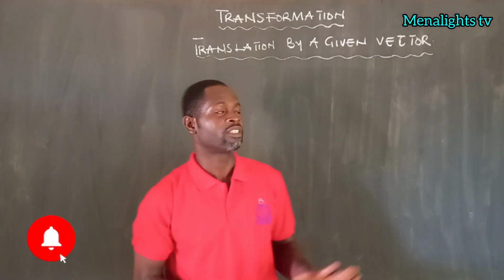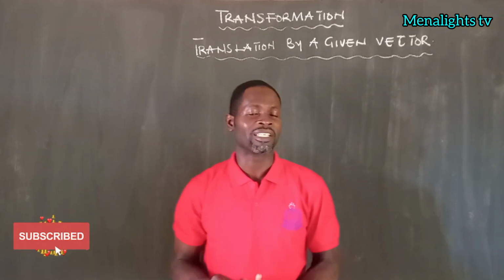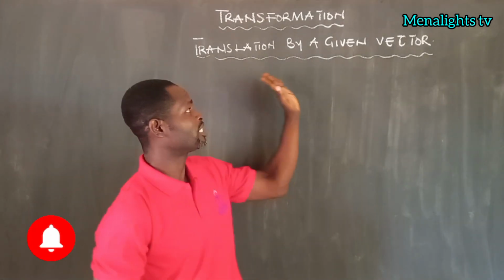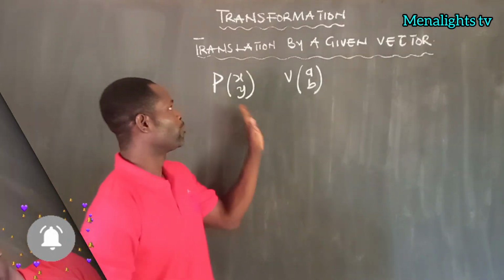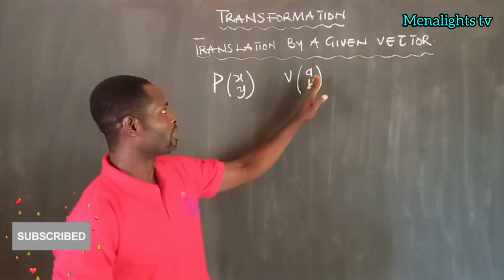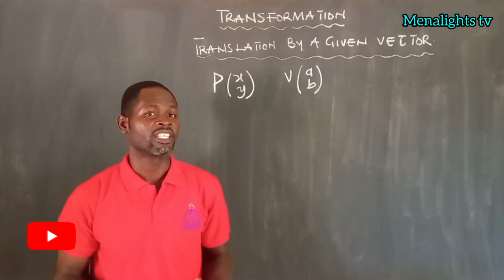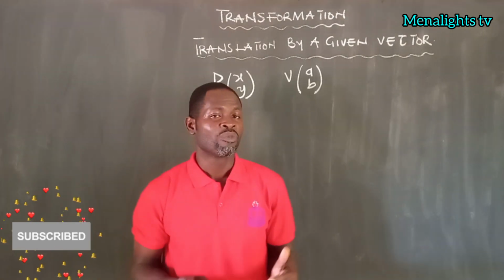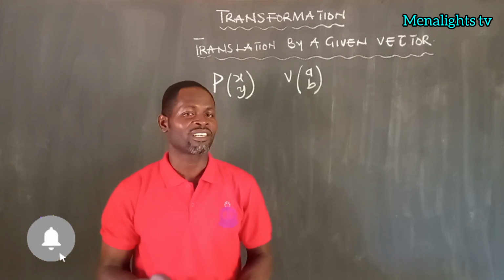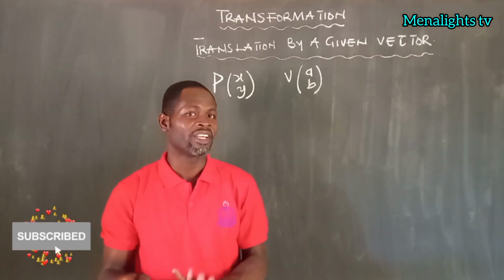We are continuing with the topic transformation, and today our subtopic under transformation is translation by a given vector. So we have the point P, which is (x, y), and then the vector coordinates are (a, b). When you are given a vector and a point, for us to get the image, we need to add the vector to the point. So the vector plus the point will give you the point image.